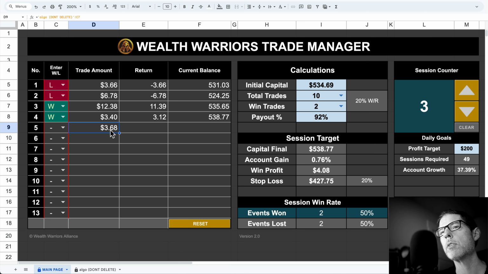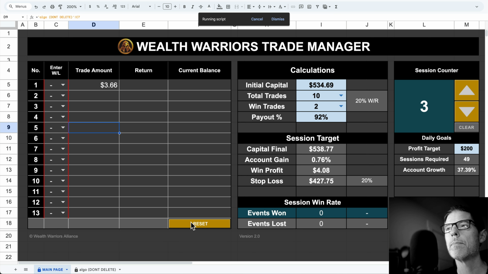Now, in the new version of the Trade Manager, this will not be here, okay? Because it creates a lot of confusion. Whatever you have set for the win trades, that's how many wins that you need just for this one session. So after you reach that number, which is 2 in my case, your session's completed. So you come down here, click on Restart, come over here and add 1 session on the session counter.